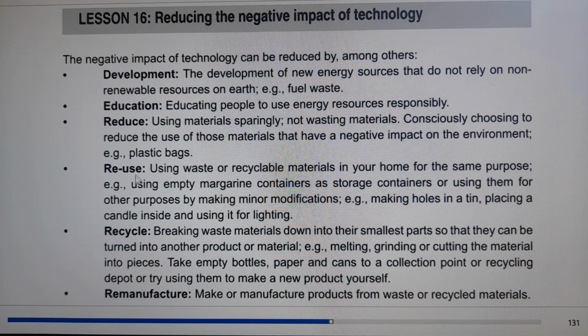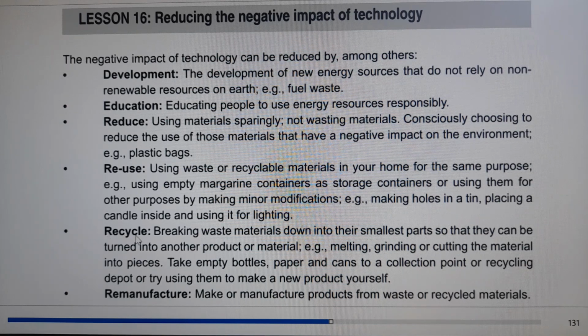I think I've also explained using waste or recyclable material in your home for same purpose. For example, using empty margarine containers as storage containers, or using them for other purposes by making minor modification. For example, making holes in a tin, placing a candle inside and using it for lighting. So you can reuse most of the waste that you have.